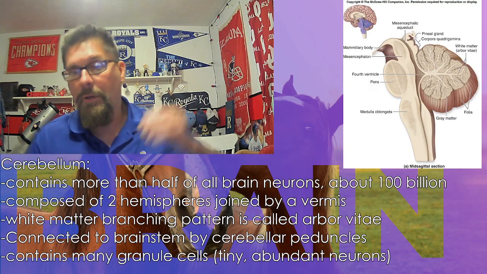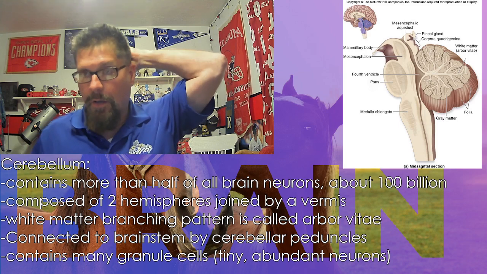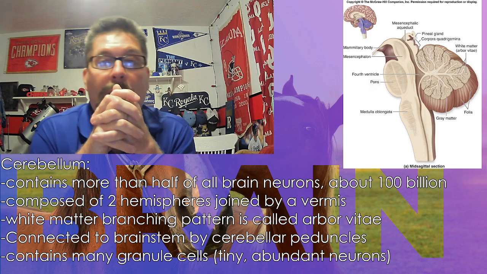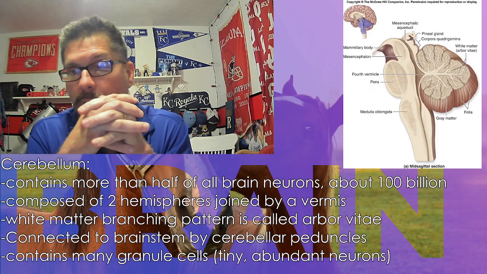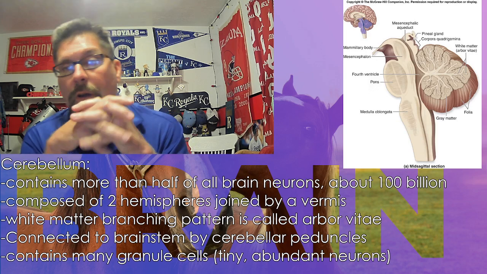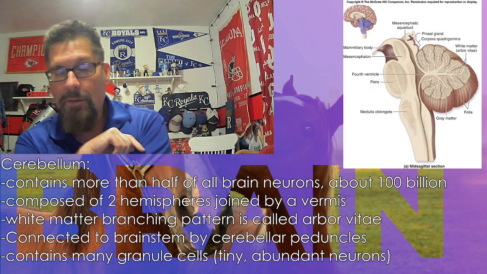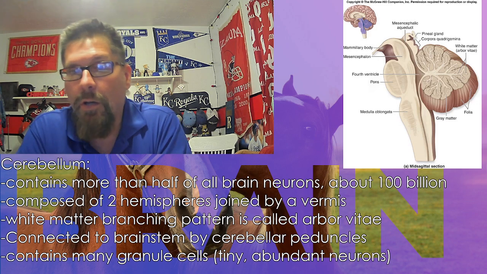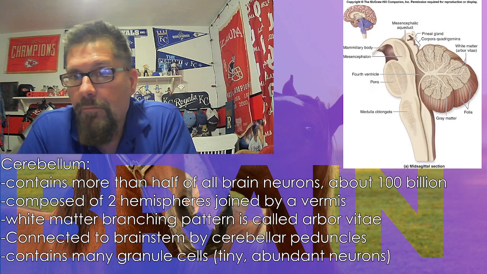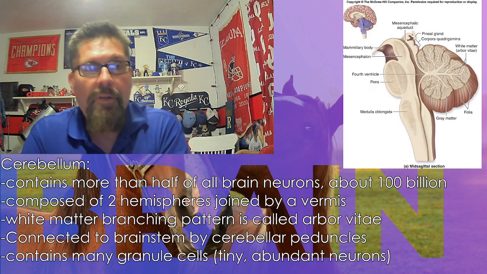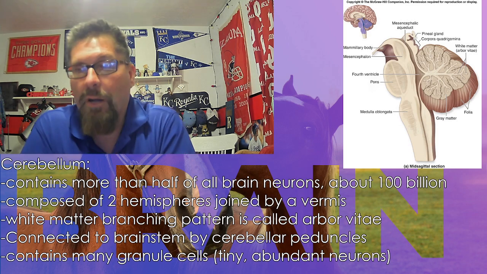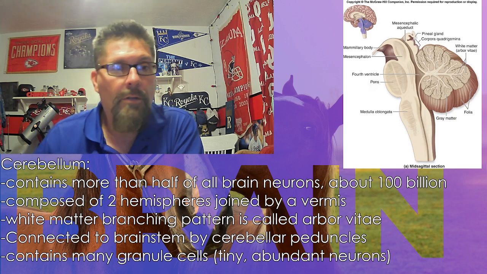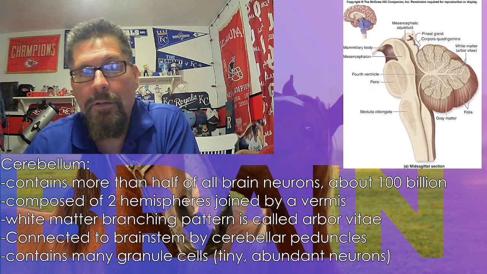Okay, cerebellum, again, right back here, and you can see that section right over here. But again, we talked about how it has over 50% of the neurons, a small amount of the weight, but a huge part of everything that gets done. It's got that arbor vitae that we talked about earlier, with the cerebrospinal fluid kind of coating it. You can capture that information.